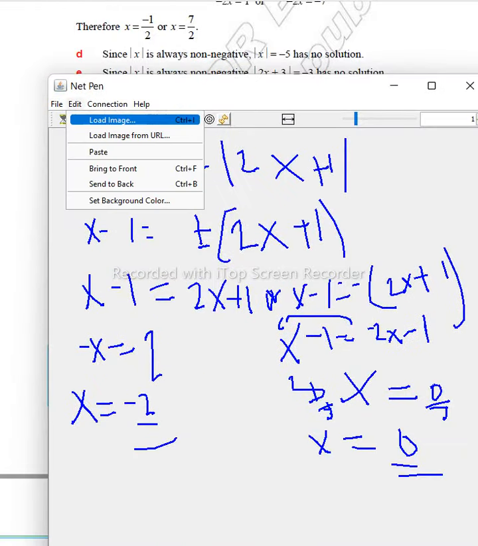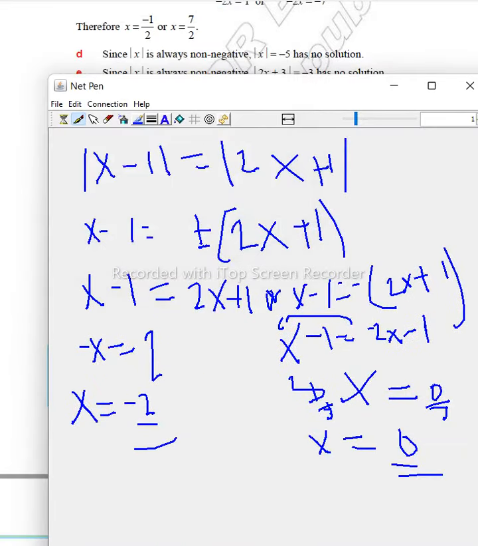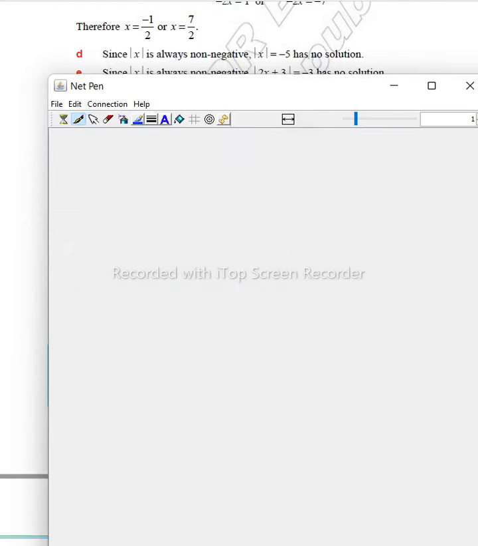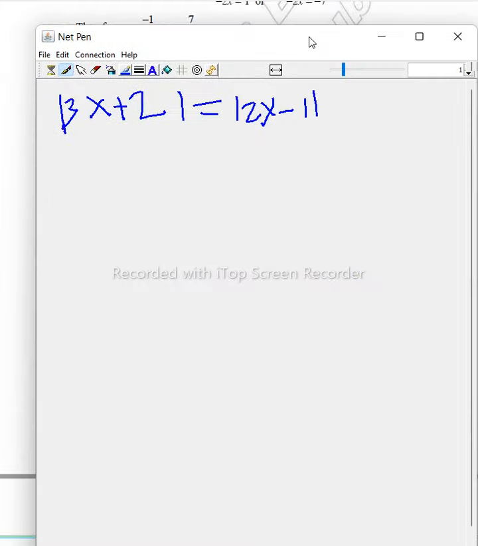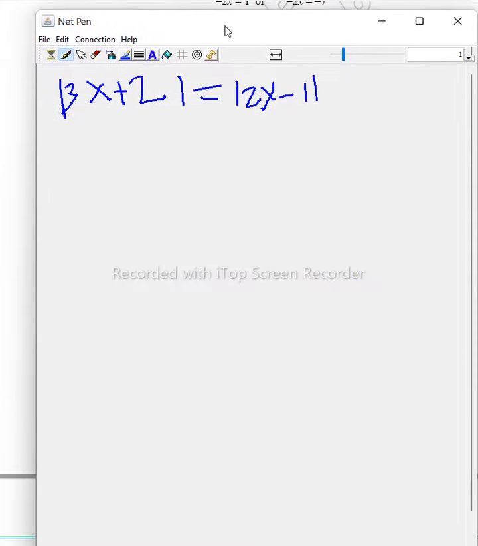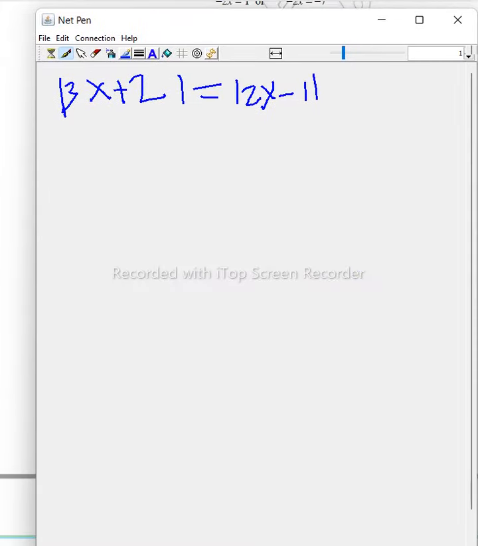We'll do all of them. Let us do another example. So we can put here 3x plus 2, plus 2, is equal to the absolute value of 2x minus 1. So this is our question for this example. So let us do it.